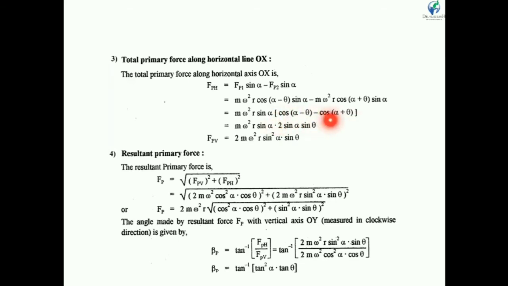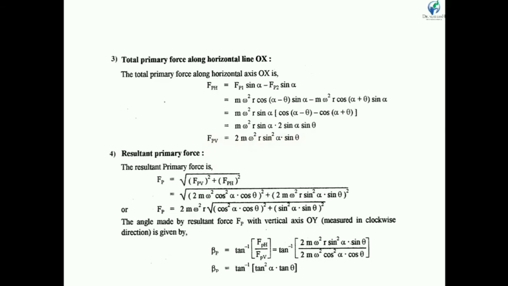If we again expand this equation, then the equation of cos(alpha minus beta) we use here. So cos alpha cos theta plus sin alpha sin theta minus cos alpha cos theta, minus minus plus sin alpha sin theta. So here cos alpha cos theta will be nullified, so only 2 times sin alpha into sin theta remain. So we obtain vertical component is 2m omega square r sin square alpha into sin theta.